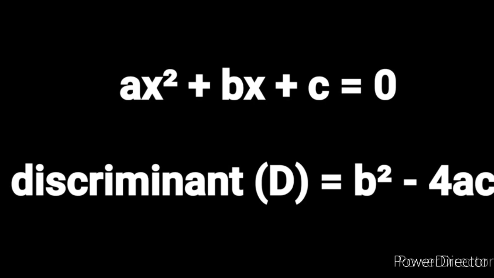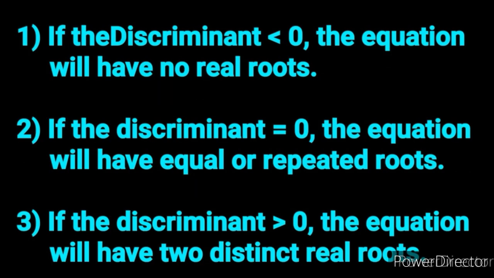Now we know that the standard form of a quadratic equation is ax squared plus bx plus c equals 0, and the discriminant is equal to b square minus 4ac. Now depending on the discriminant, we have three conditions. If the discriminant is less than 0, the equation will have no real roots. If your discriminant is -1, -2 or any negative number, the equation will have no real roots and there is no need to find them.